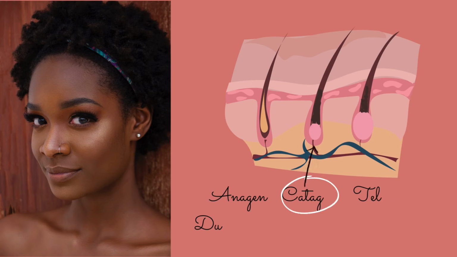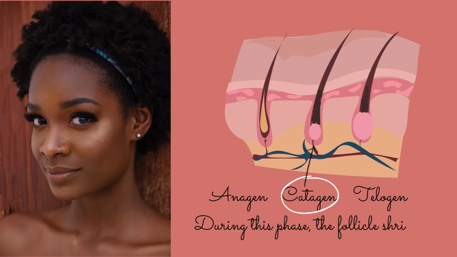The catagen phase starts where the anagen phase ends and tends to last about 10 days. During this phase, hair follicles shrink and hair growth slows. The hair also separates from the bottom of the hair follicle. Only 5% of the hairs on your head are in the catagen phase at any given time.